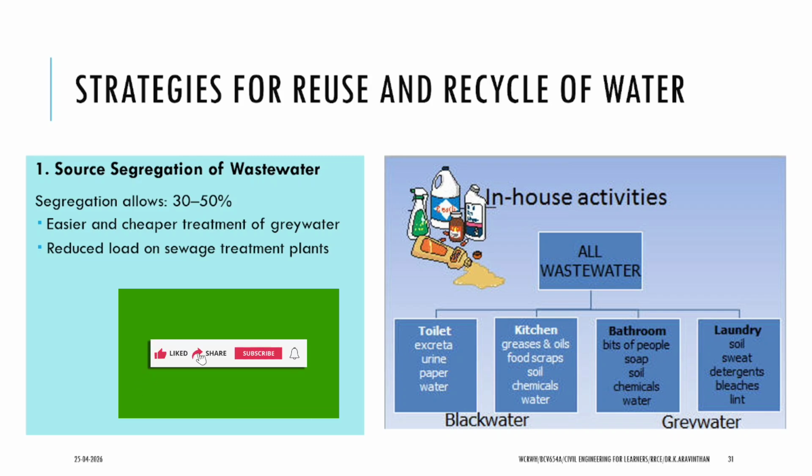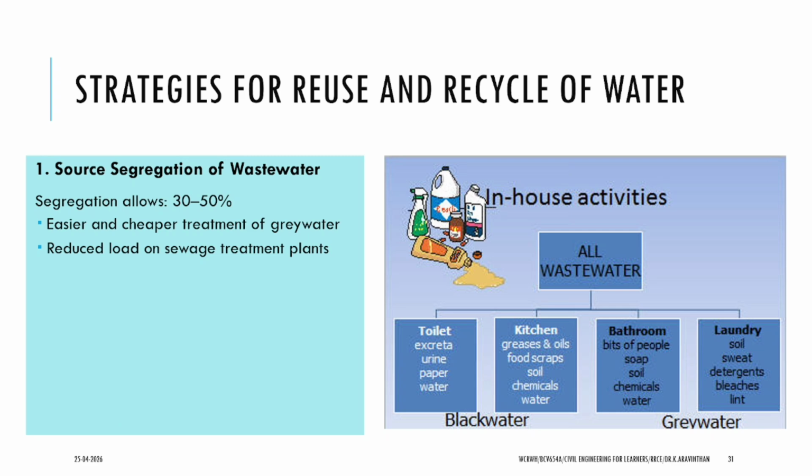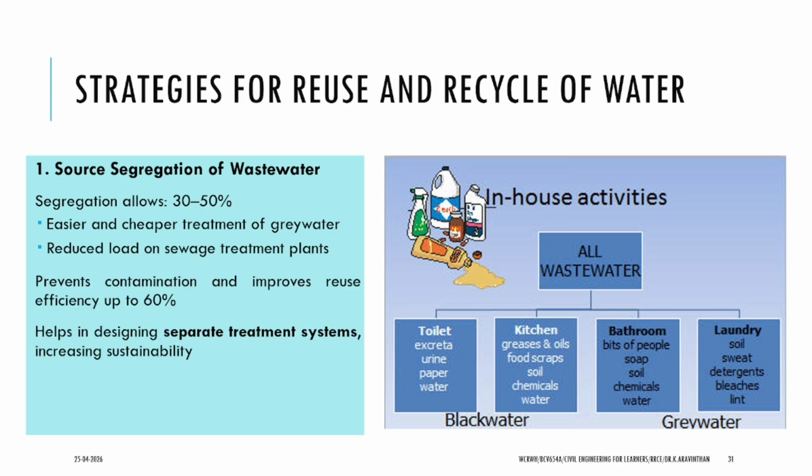First thing is source segregation. Potable water can be used only for drinking, bathing, or human consumption. For the rest, we can use recycled water. There are two types of wastewater. Water consumption, we can use it for agriculture, watering the garden, toilet, sink, and so on.